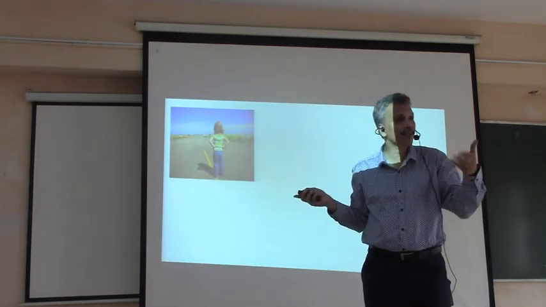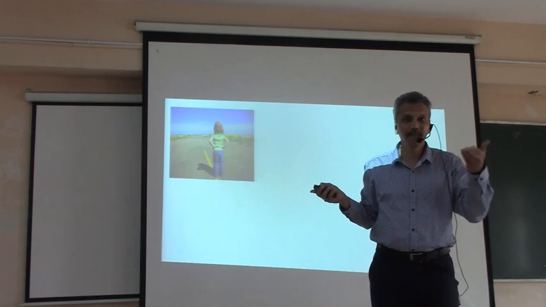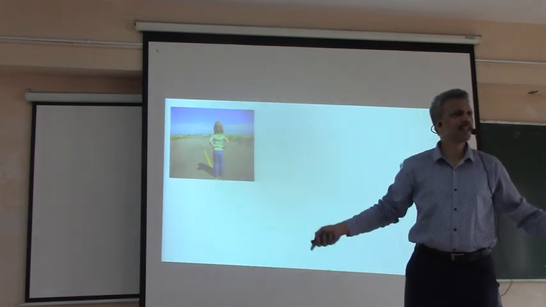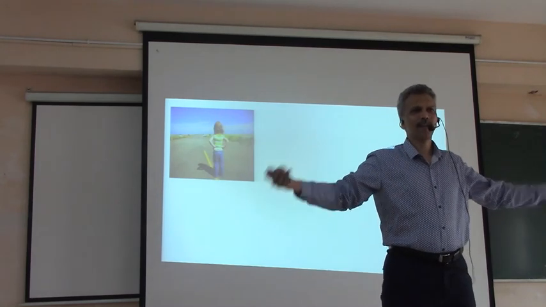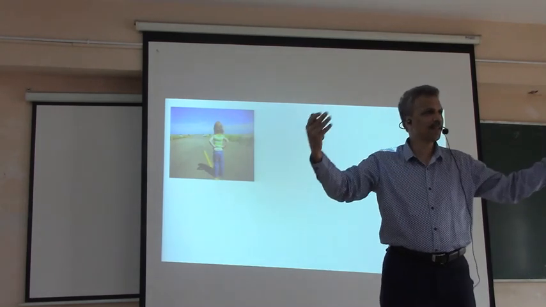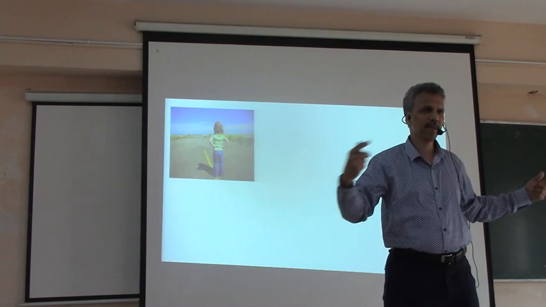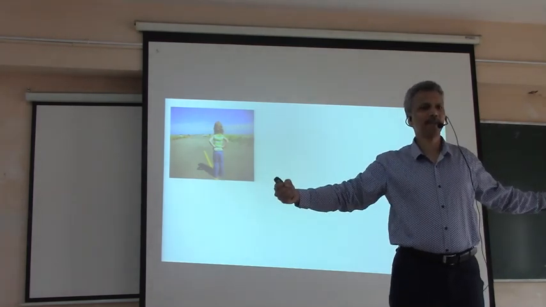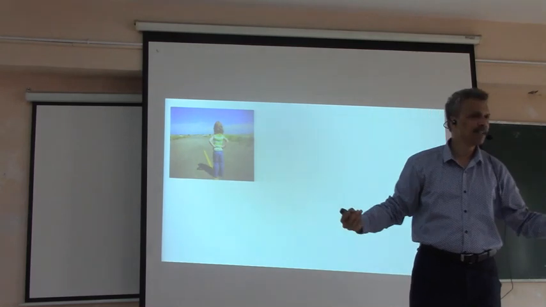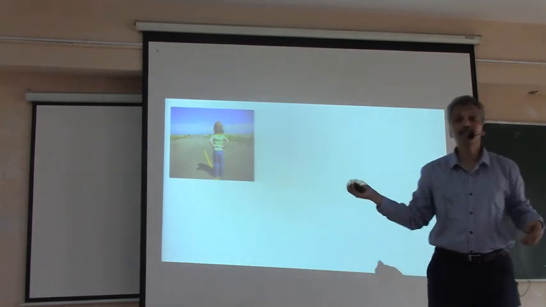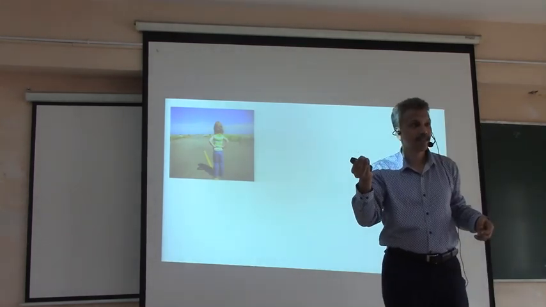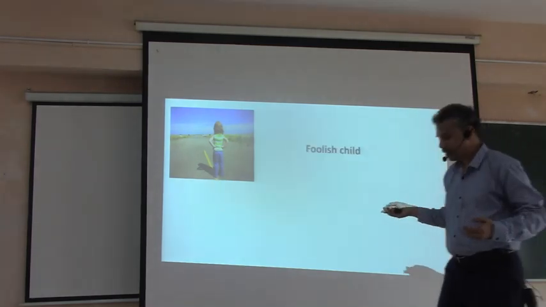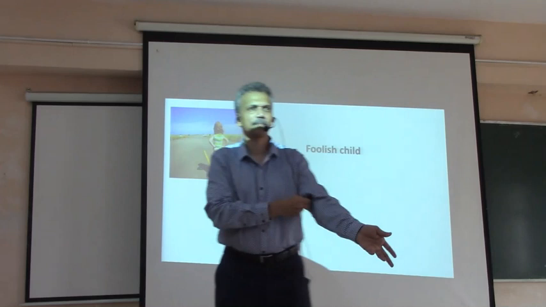So what is this behavior of Baryta? A child standing in between the road and challenging the drivers, come hit me, nothing will happen. Your car will have a dent, nothing will happen to my body. Come. Okay, so this is more of foolishness. Baryta is a foolish child.